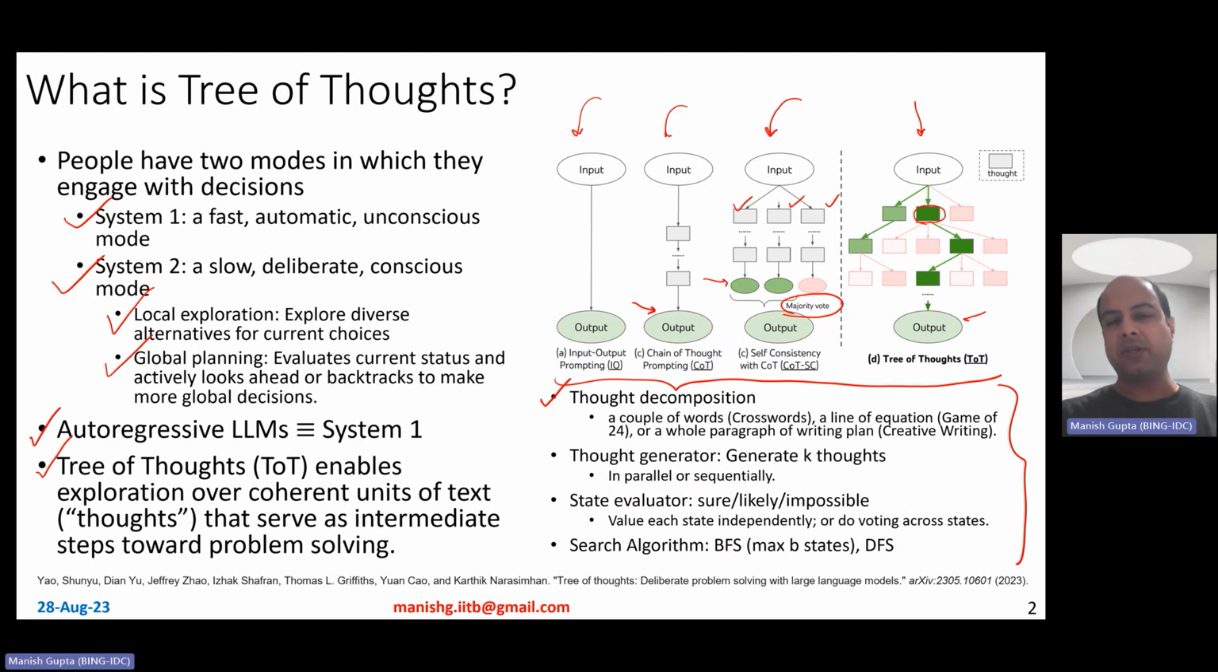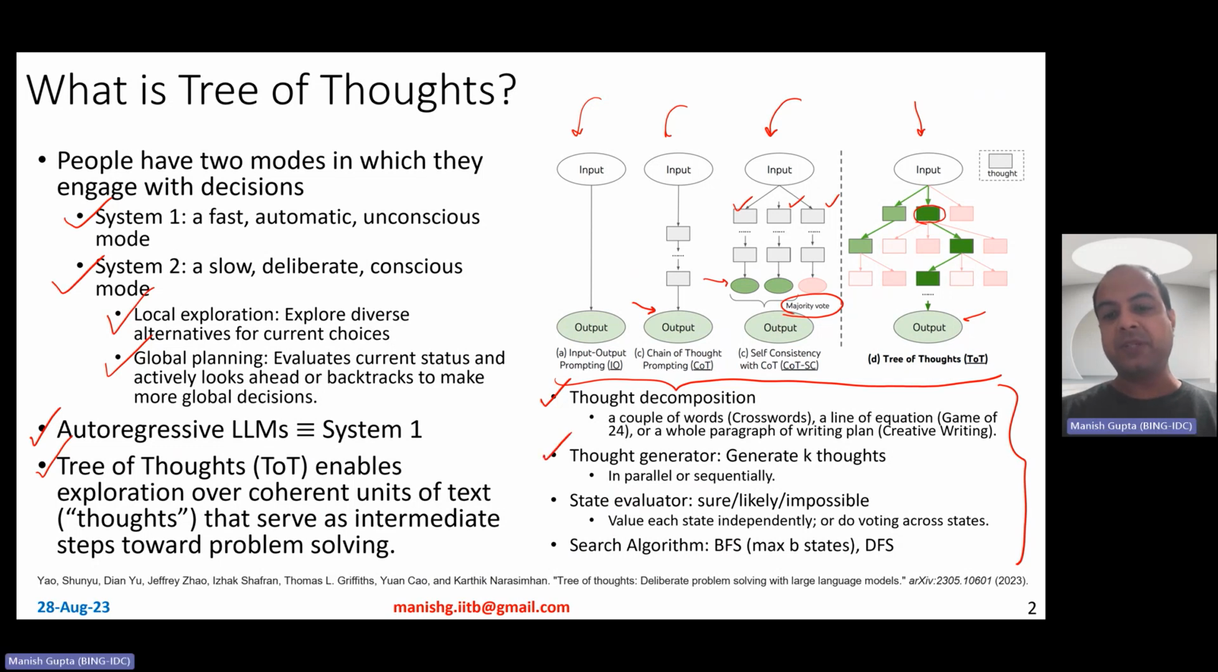Now you can think of thought. What is a thought, right? A thought could be a couple of words where you're solving crosswords, or it could be a line of equation if you're solving mathematical reasoning problems like game of 24, or it could be a whole paragraph or writing plan if you're trying to do creative writing using this kind of a large language model setup.